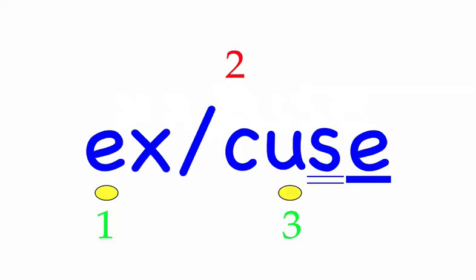Excuse. Pause the video, mark the word, and then advance the video screen. Excuse. Notice S is representing its second sound, so we double underline it.